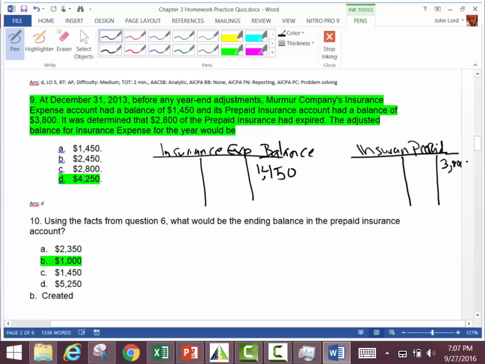It was determined that $2,800 of prepaid insurance had expired. So they're telling us that $2,800 has expired. So what do you want to do with that since it's expired? I'm going to credit it $2,800. You're going to credit the prepaid insurance $2,800. That's right. Do you have a balance in there now? Balance now is $1,000. Nice. What are you going to debit? Then we debit the insurance expense $2,800, bringing that balance up to 4,250.